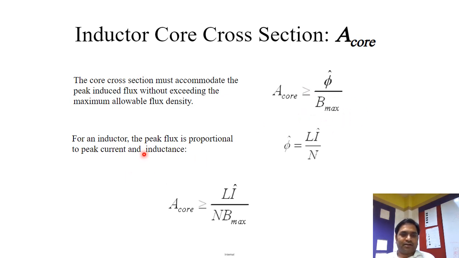For an inductor, the peak flux is proportional to the inductance value times current, divided by the number of turns. If we put this phi value here, the area of the core must be greater than or equal to Li upon N B max.